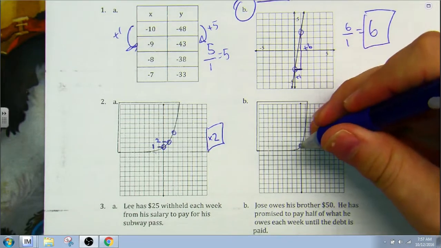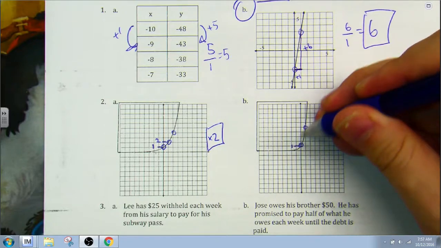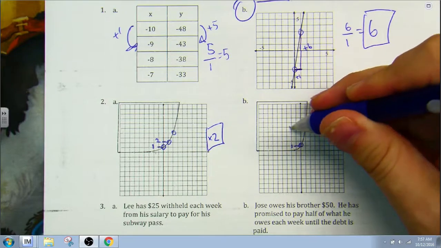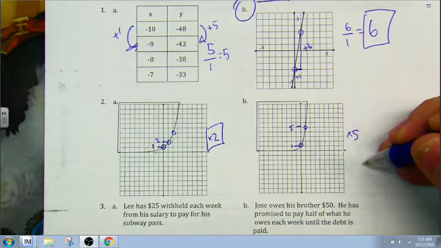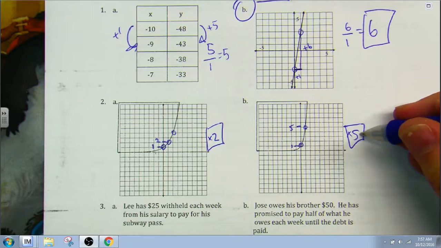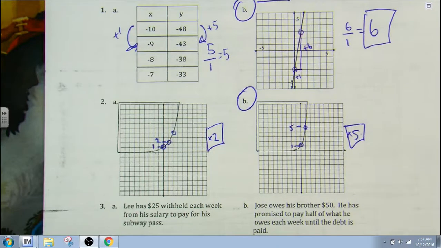I'm going to do the same thing here. So I have here and then here. So this is 1, this is 2, 3, 4, 5. So I see that I multiply 1 by 5 to get here. So I'm multiplying by 5. What's greater? Times 5 or times 2? Well, times 5 is very clearly greater. So that's how we do those.